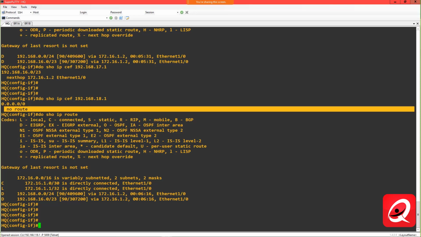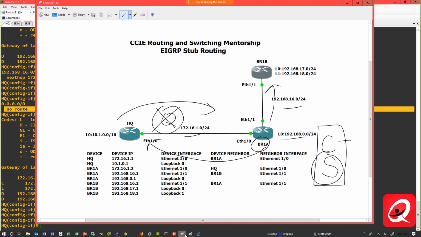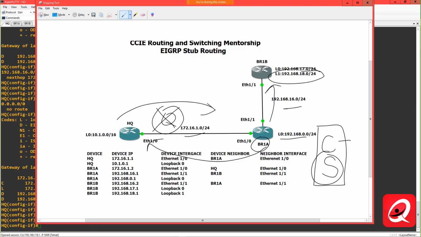So what does that mean from the perspective of our topology? Well, it means that this 18 subnet is no longer going to be reachable because it's not part of the summary and it's not connected to BR1A. Does that make sense so far?